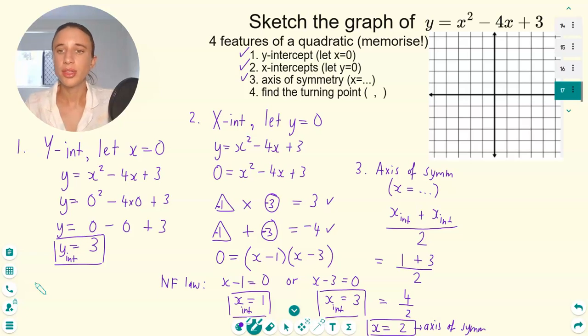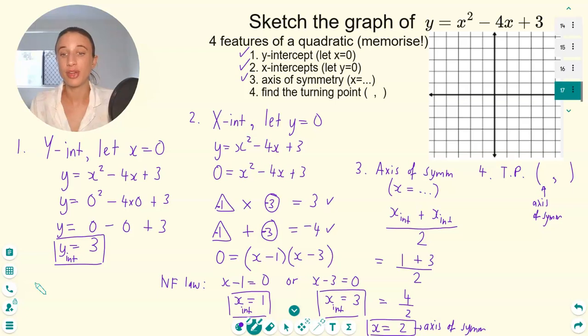Now, one more thing to find, and then we can finally plot it. Find the turning point. Now, the key with the turning point is that it is a point. It's an XY point. And the key is that the X coordinate of this, you might need to pause the video and have a break before understanding this. The X coordinate of your turning point is the axis of symmetry. So we already have half the turning point if we found the axis of symmetry. So I'm going to put that there.